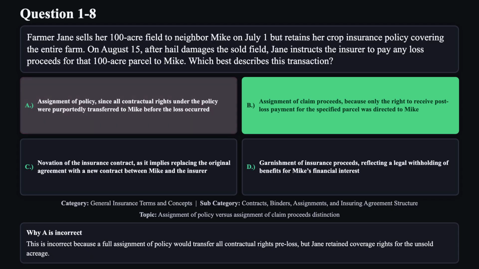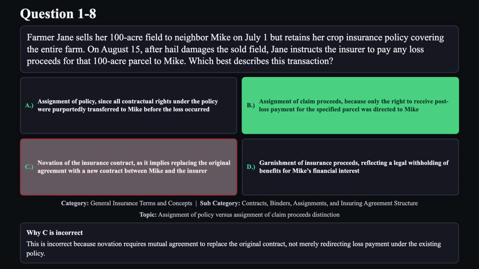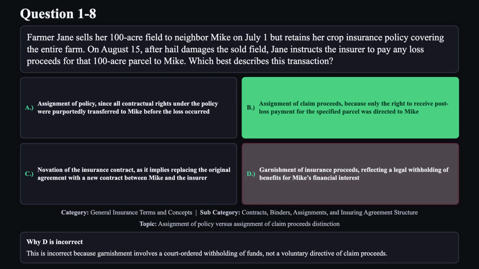Reason A is not correct. This is incorrect because a full assignment of policy would transfer all contractual rights pre-loss, but Jane retained coverage rights for the unsold acreage. Reason C is not correct. This is incorrect because novation requires mutual agreement to replace the original contract, not merely redirecting loss payment under the existing policy. Reason D is not correct. This is incorrect because garnishment involves a court-ordered withholding of funds, not a voluntary directive of claim proceeds.